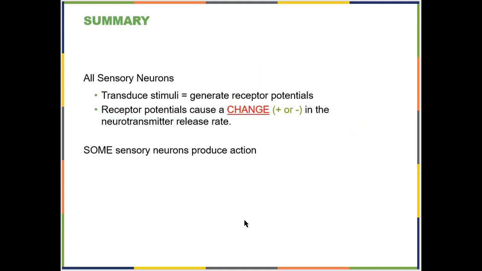Don't worry about it. So this is the summary of the last 9 minutes of explanation that I've just given you about your sensory neurons. What I want you to know is that they all transduce stimuli, which means their stimulus causes a receptor potential, and that receptor potential is going to cause a change in the amount of neurotransmitter that is being released, and it may or may not lead to the production of an action potential. So that's sensory neurons or receptor cells in a nutshell.